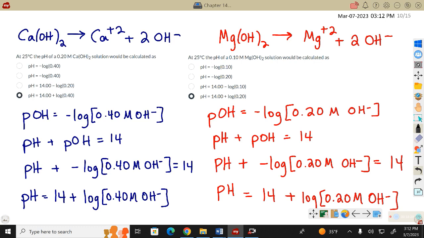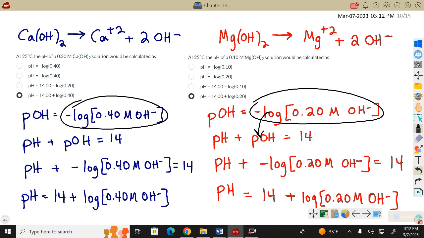pH plus pOH equals 14. So then I just took this pOH and substituted it in. Here's my pOH. I'll sub that in. And then just rearrange to solve for the pH.